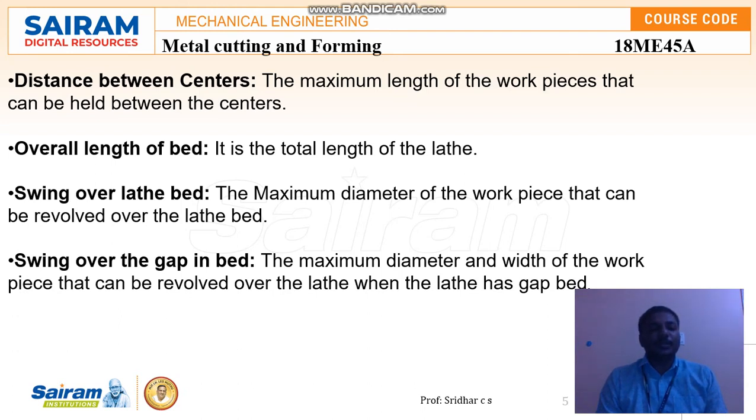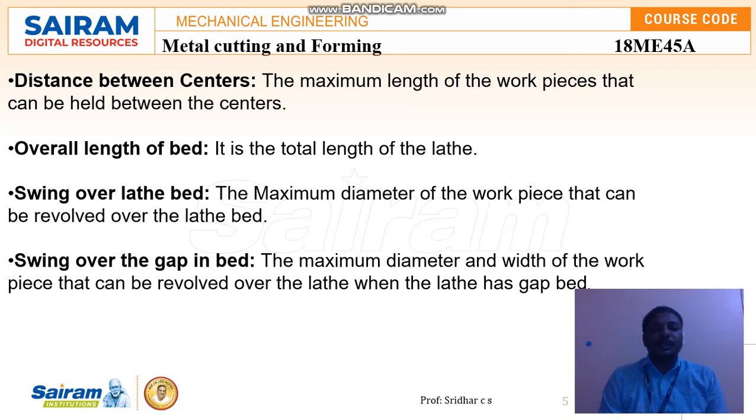The next one is the overall length. The overall length of the lathe depends upon the overall size of the bed, that is, the length of the lathe. The next one is the swing over the lathe bed. Swing is the maximum diameter of the workpiece that can be revolved over the lathe bed. Revolved means whenever you are running the machine at high speed, what would be the revolving capacity over the lathe bed.